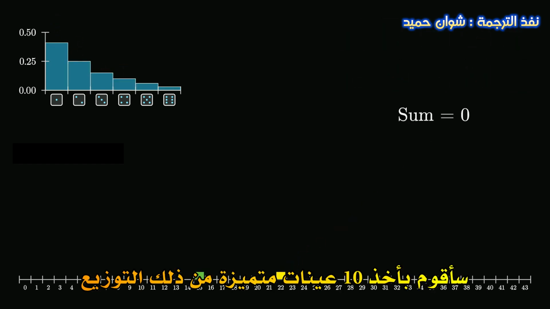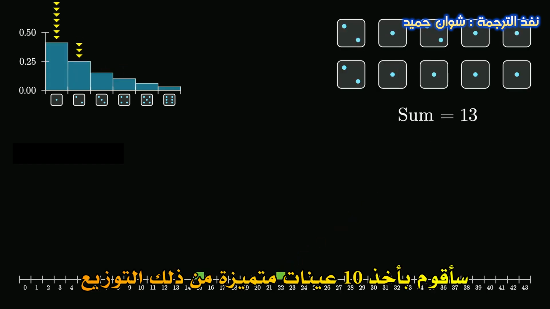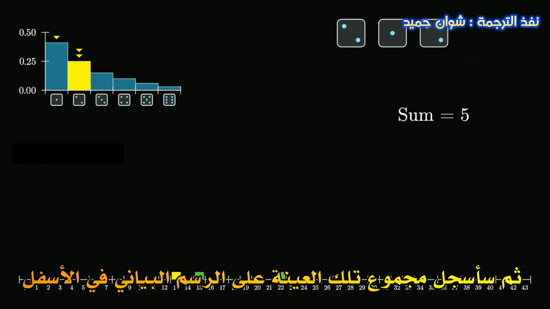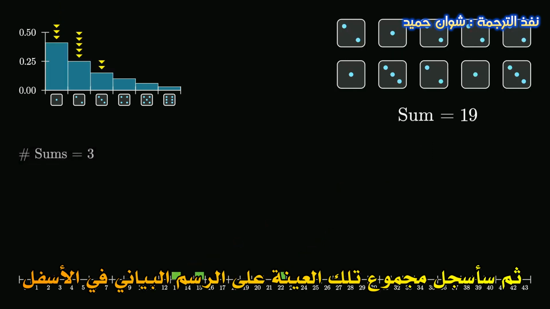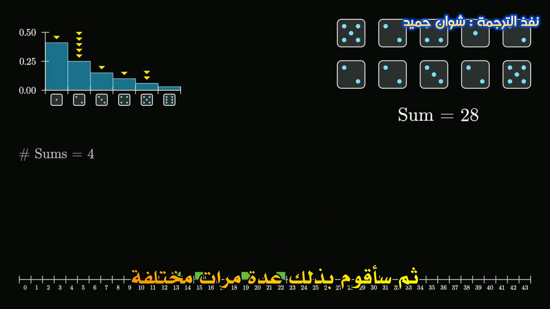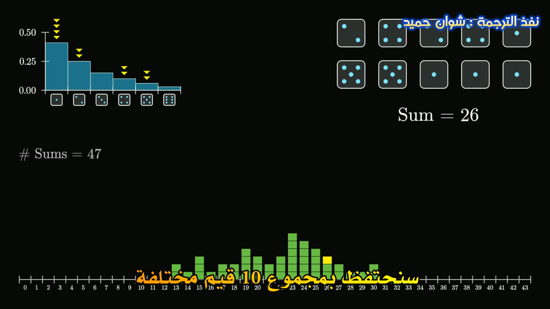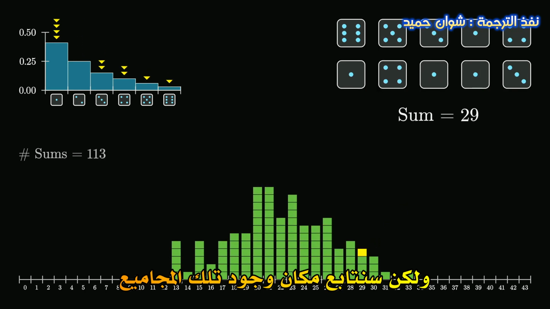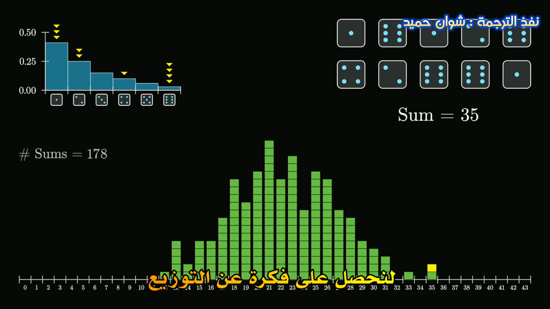I'm going to take 10 distinct samples from that distribution, and then I'll record the sum of that sample on the plot on the bottom. Then I'm going to do this many different times, always with a sum of size 10, but keep track of where those sums ended up to give us a sense of the distribution.